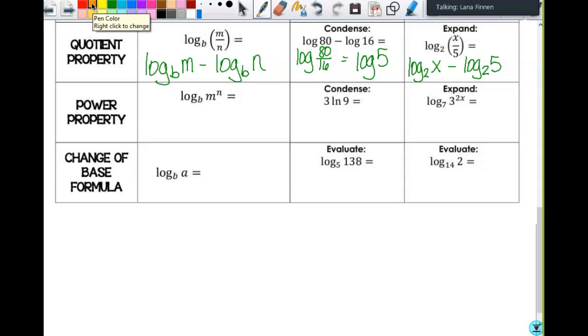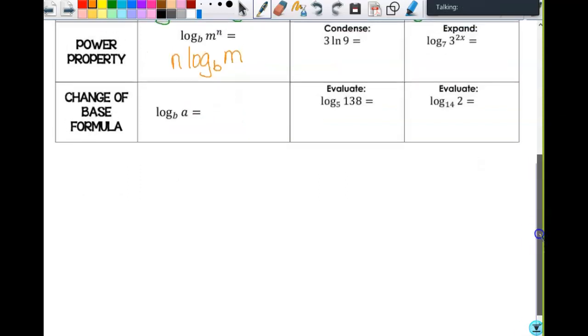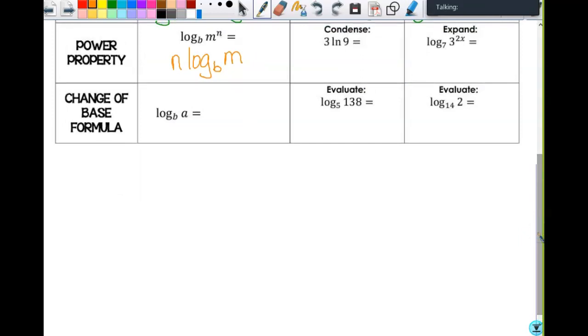Any questions? I mean, we're just restating what we did. So then we have the power property. My exponent comes out front. This becomes n times the log base b of m. So to condense this, I can bring this 3 up here. So this becomes the natural log of 9 to the 3rd power, which is the natural log of what?